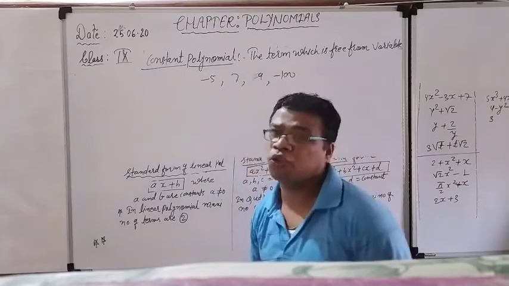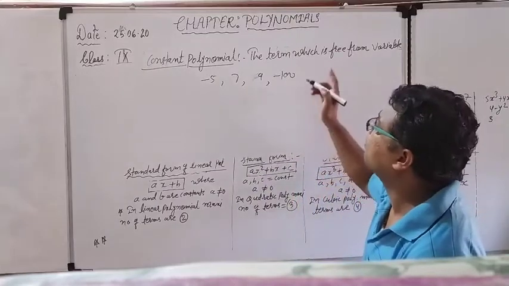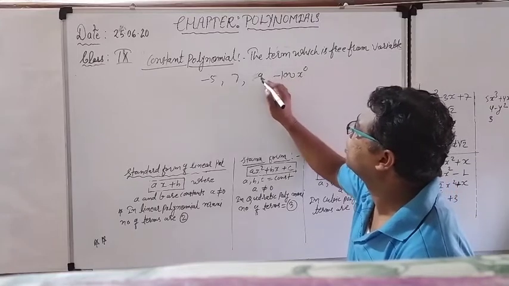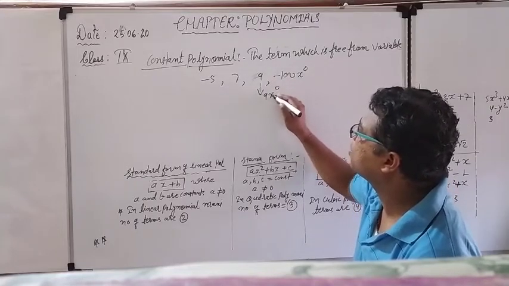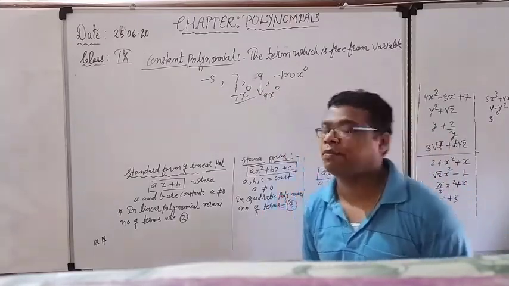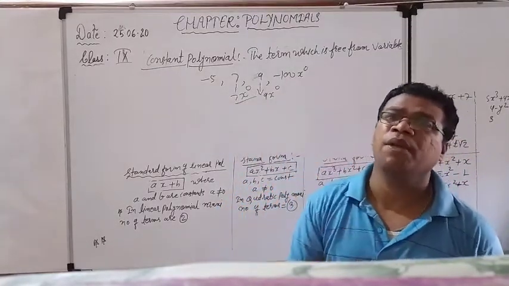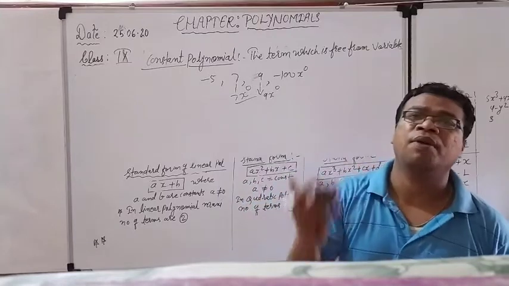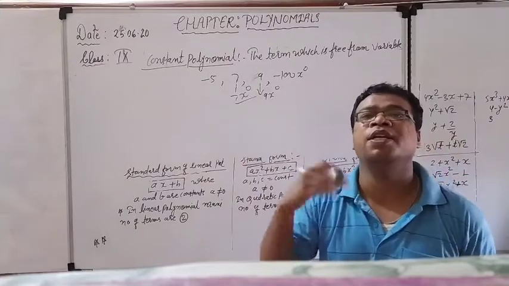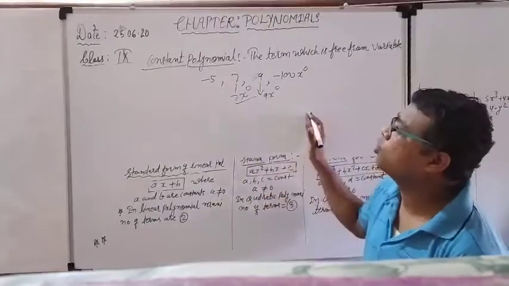These are all examples of the constant polynomial. Why? Because you can see no variable is present there, or you can say the degree of the variable is always 0. Here I can write x power 0 also. This 9 can also be written as 9x power 0, and this 7 can also be written as 7x power 0. So it can be defined in two ways: the term wherever the variable is absent or which is free from the variable, or the power of the variable is 0. You can also say it is the polynomial whose degree is 0. For the constant polynomial, the degree is always considered 0. So these are all the definitions of the constant polynomial.